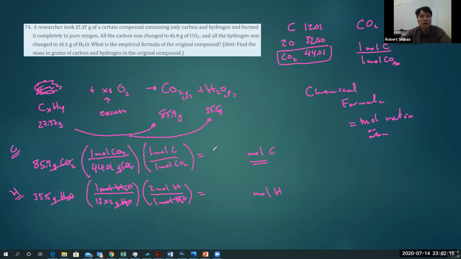And so let's calculate how many moles of carbon I have. And so the moles of carbon that I have is 85.9 divided by 44.01 equals 1.95. So I got 1.95. How many sig figs? 3. So let's carry 1 extra, 1.951 moles of carbon. Okay, then let's go to water. 35.5 divided by 18.02 times 2. This is going to be 3.940 moles. And so the mole ratio I have here is carbon 1.951, hydrogen 3.940.